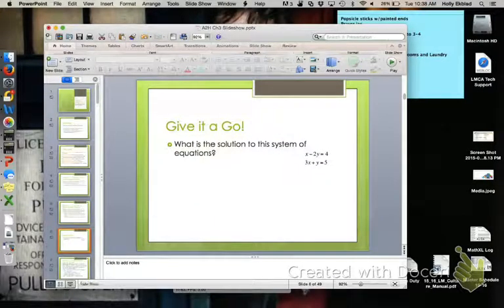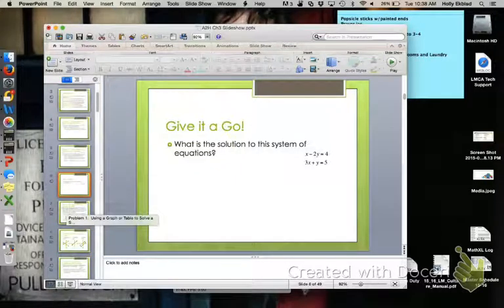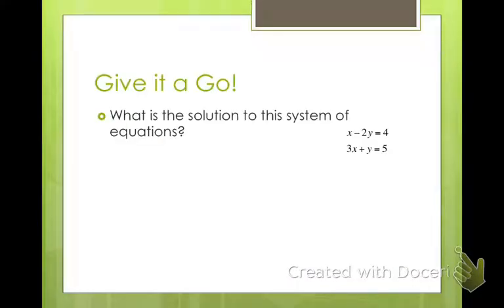Alright, so moving on, I want you to just try this one really quick. X minus 2y equals 4 and 3x plus y equals 5. See if you can find a solution using any method that makes sense to you, and check and make sure that it's correct. For this one, you should have gotten that your solution is 2, -1.